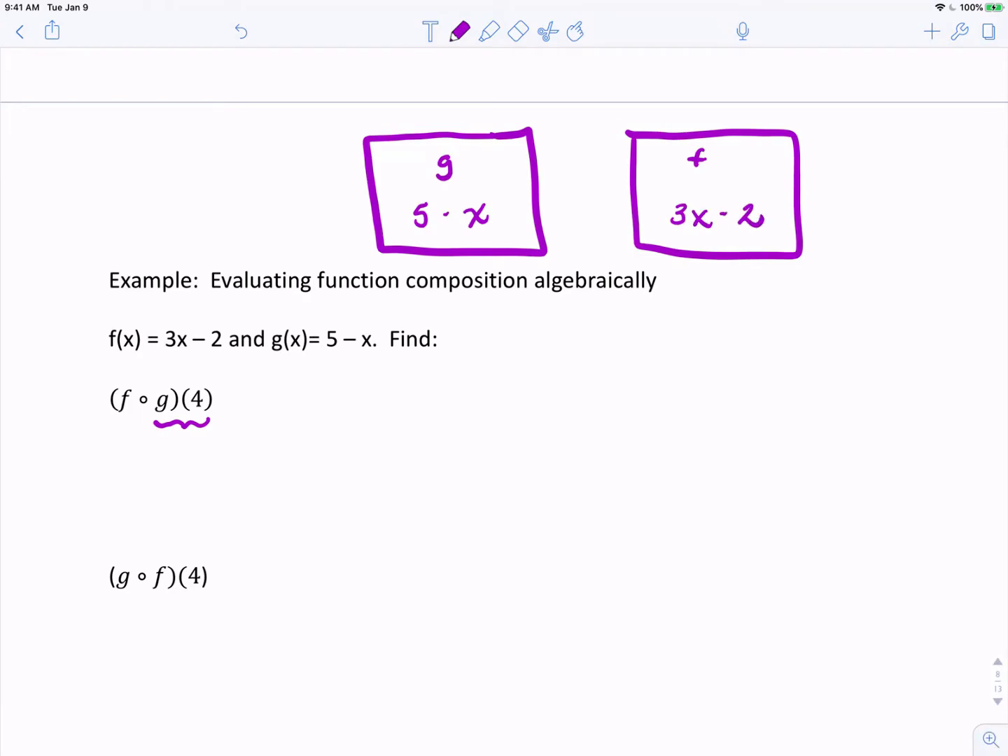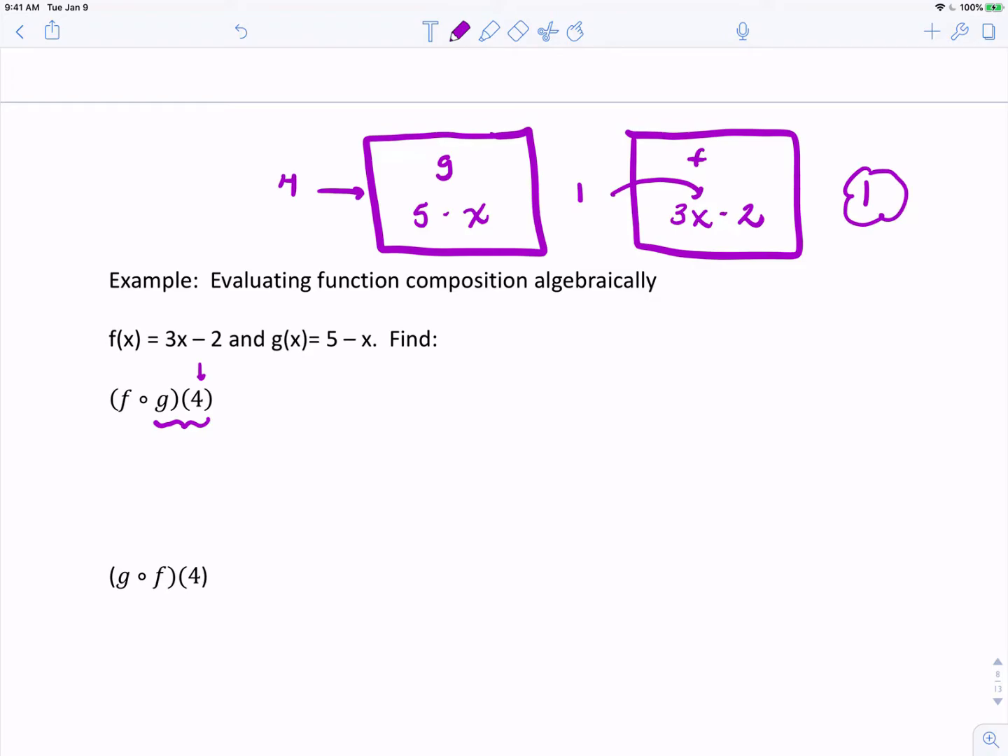All right, so what we're going to do is we're going to put the number 4 first into g and find out what we get. So 5 minus 4 gives us an answer of 1. Now we take that answer and we put it into function f. So 3 times 1 minus 2 would be 3 minus 2, or in other words, 1. And so f dot g of 4 would be equal to 1.